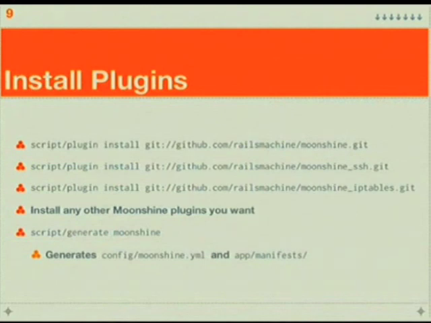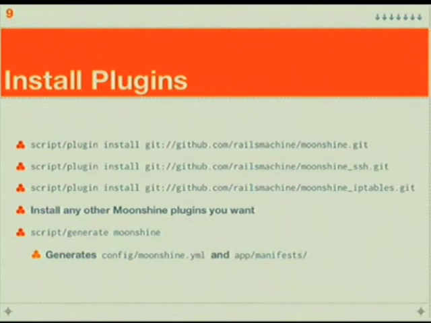All right. First thing, you want to install the plugins. You've got your existing Rails app. You want to deploy it. First, you'll install the Moonshine plugin. Then you'll install the SSH plugin and the IP tables plugin, and whatever other plugins you want. You don't have to do them right away unless you need them for your first deployment. You can always add them later.